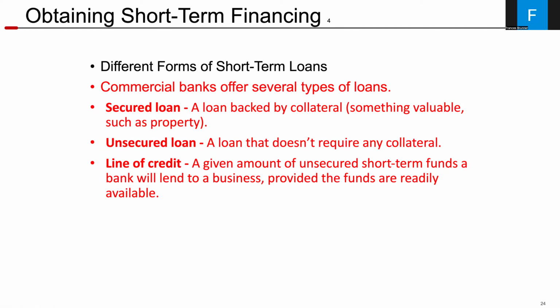Some forms of short-term loans could be a secured loan, an unsecured loan, or a line of credit. Secured loans are backed by collateral. That means they have some physical or tangible value, an asset of value that is guaranteed for the loan to go through. For the unsecured loan, it doesn't require any collateral, but it may have a higher rate of interest. A line of credit is a short-term debt that is given to a company provided the funds are readily available to cover the line of credit.